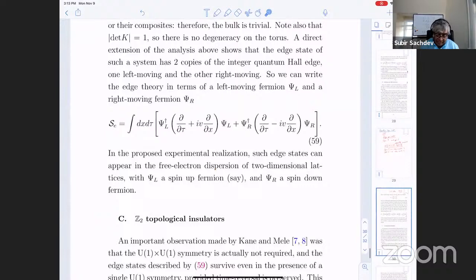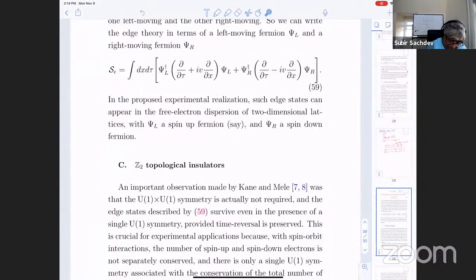You would still have this edge theory. So this edge theory would continue to work even if you did not conserve U1 cross U1. So the U1 cross U1 symmetry is not required, and you would still get the same edge state theory as you have over here. Okay, so that's really properly the quantum spin Hall insulator, and it's a symmetry protected topological state, meaning that there has to be some symmetry to protect these edge states, and that symmetry is time reversal symmetry.